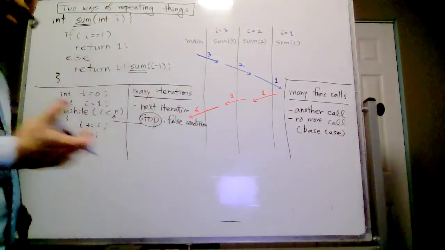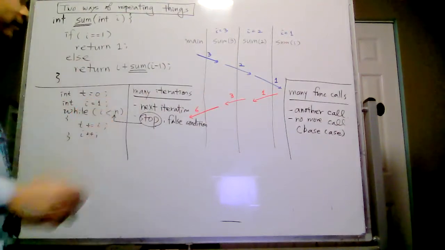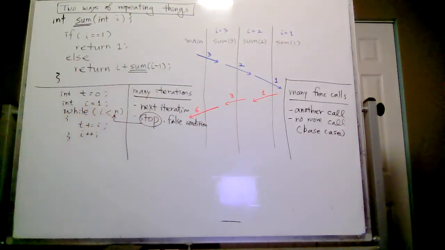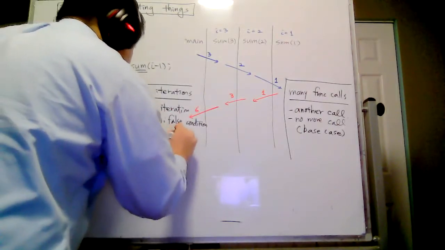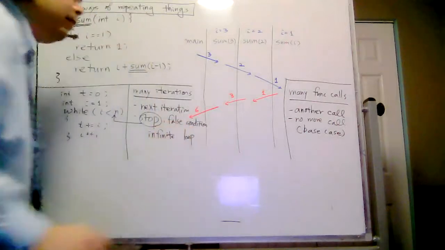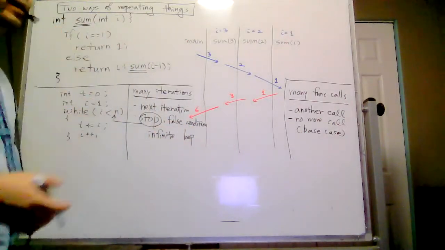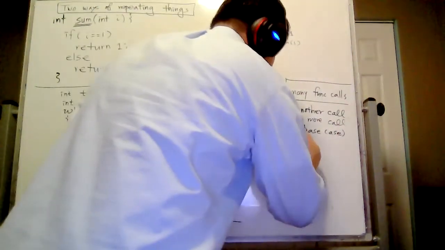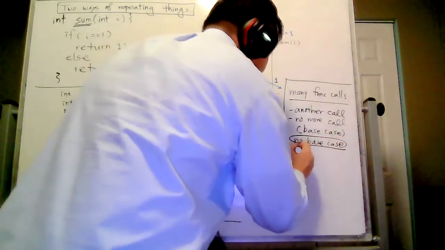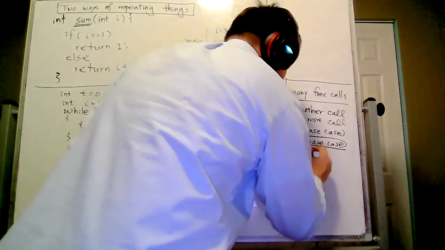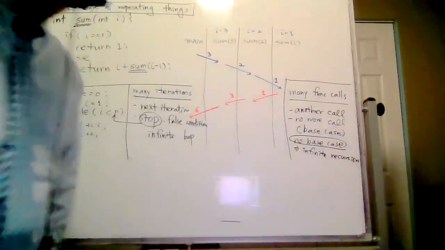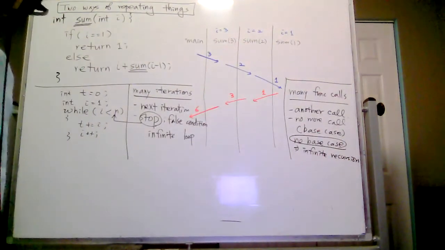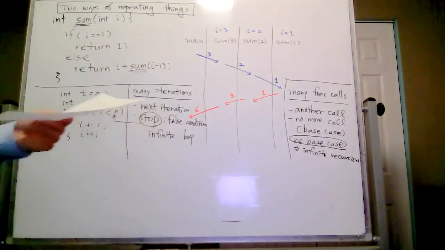Well, what if the while condition is always true? We have infinite loop. Right? Likewise, if there's no base case, or somehow there's something wrong with the base case, you can have infinite recursion. Okay, so infinite recursion is a possibility, and don't do that.